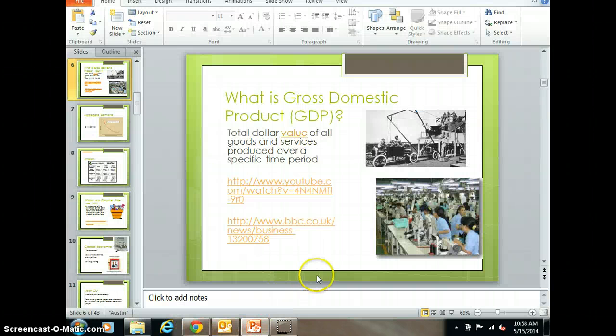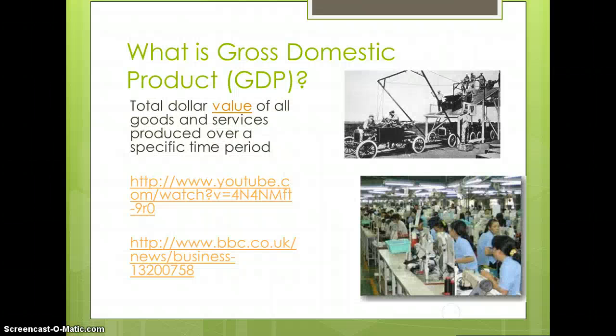But let's look at our definitions now, starting with what is gross domestic product. Pretty much you've got the definition up there. Gross domestic product is the total dollar value of all goods and services produced over a specific time period. Usually it'll be monthly, actually the most common will be yearly. So everything that is produced, and this could be for a government like the United States.